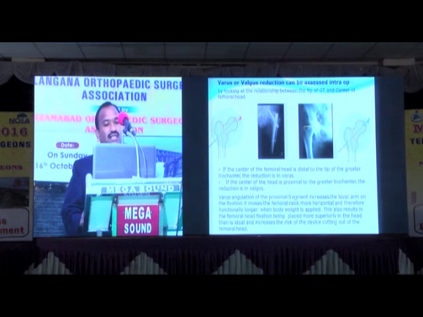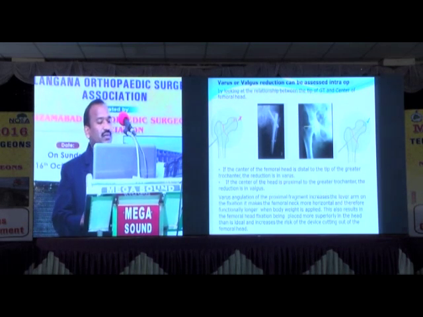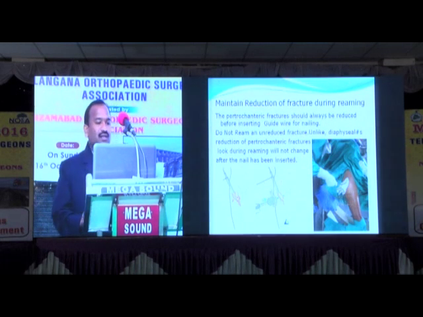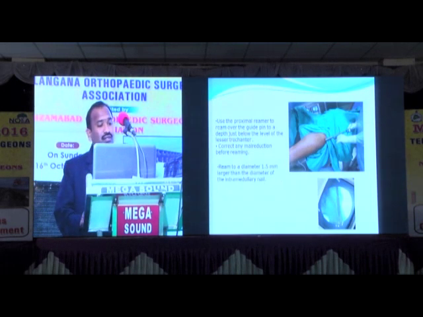Varus and valgus angulation can be assessed intraoperatively by C-arm images. If you draw a line from the tip of the trochanter to the center of the head of the femur, usually it corresponds to the center. If it is below, it is called varus. If it is above, it is valgus. Varus is not acceptable.